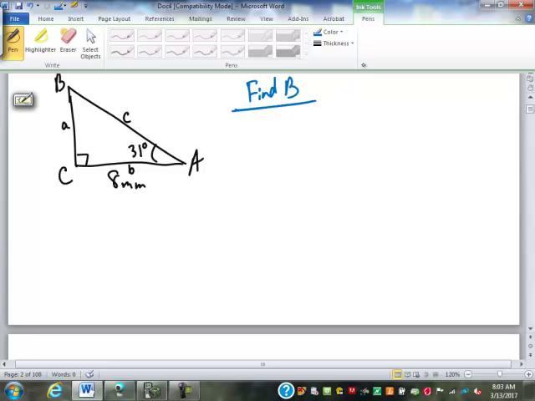First thing I'm going to ask you to find is angle B. This requires no trig at all. What's B have to be? Why does it got to be 59? Yeah, all three angles have to add up to 180. So you've got 90 here and 31. Subtract from 180, you got 59 left.